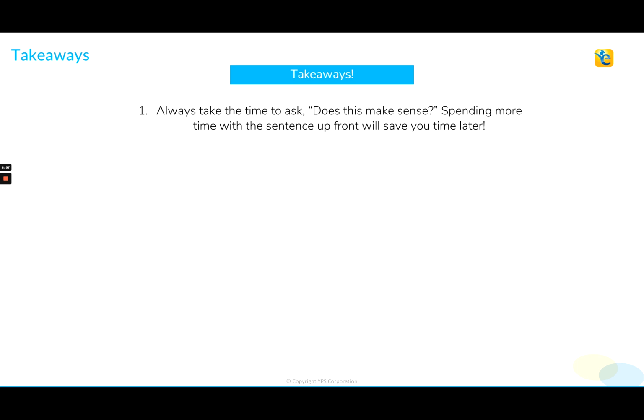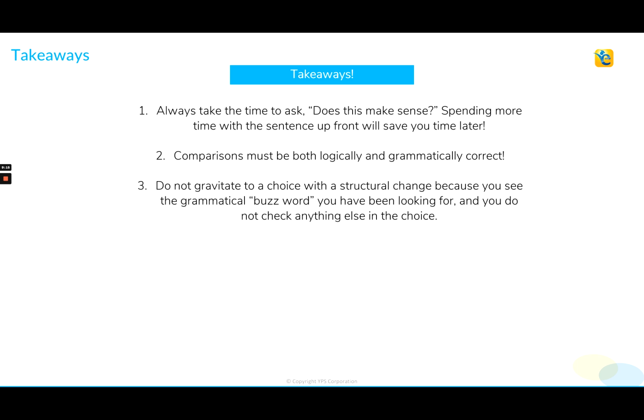Just a few quick takeaways for you. Always take the time, especially with comparison sentences, to ask, does this make sense? Spending more time up front will make your job easier as you move through those answer choices. Comparisons must be both logically and grammatically correct, so make sure that you check for both of those things. And do not gravitate to a choice with a structural change because you see the grammatical buzzword you've been looking for. We saw in choice D here how as was sitting there and it was very tempting, but it didn't give us that logical comparison that we needed. So we have to check that meaning as well.